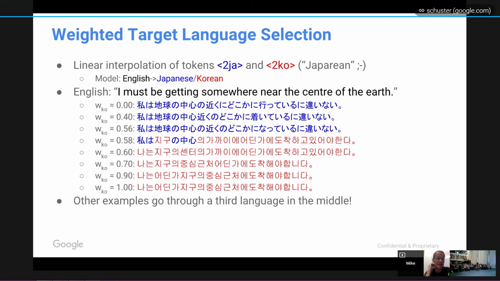So what happens here is if you put in this English sentence, for a Korean factor of zero, you get complete Japanese and a perfect sentence. For a Korean factor of one, you get a perfect Korean sentence. But in between, you slowly go from Japanese to Korean. And it's kind of interesting because sometimes even the script is mixed here. And the grammar becomes more and more Korean grammar, which is a very interesting effect. So we have in our paper an example with four different languages where we mix Russian, Belarusian, Ukrainian, and English. And for that example, it goes through another language in the middle when doing this. So this is a very interesting effect.